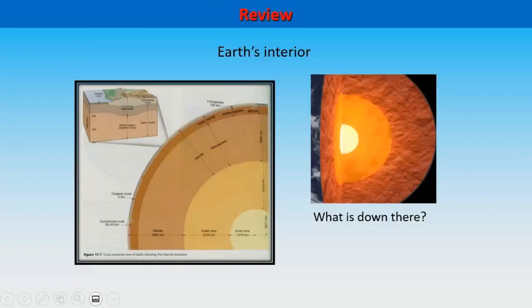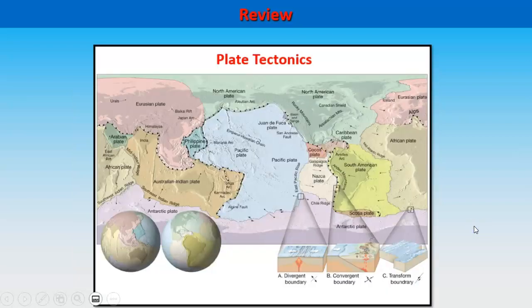Okay, so now, you've done this before because we did the Earth's interior already, so you have some knowledge of what the interior of the Earth looks like. It's got a core, an inner and outer, it's got a mantle, it's got a rigid part we call the lithosphere, it's got crust. So we're up to speed on all that stuff. And you know a little bit about plate tectonics.